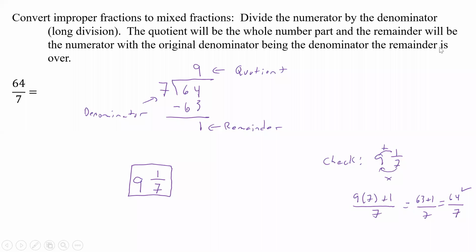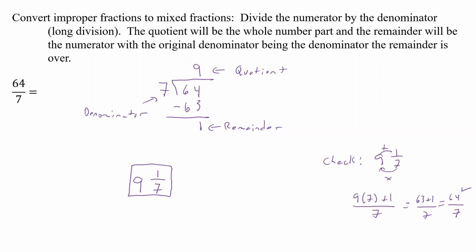What if we want to go from an improper fraction now back to a mixed fraction? Well, what we're going to do is divide the numerator by the denominator, which is back to long division again. And then we have to have a quotient part, and then we're going to have a remainder part, and then we'll have a denominator part.